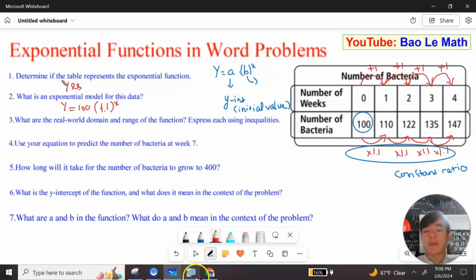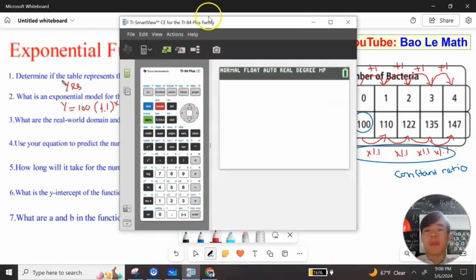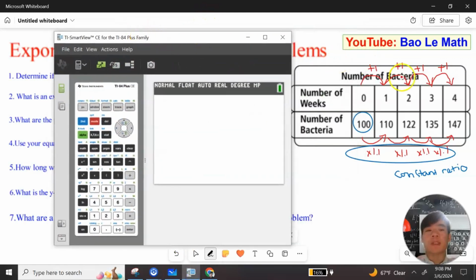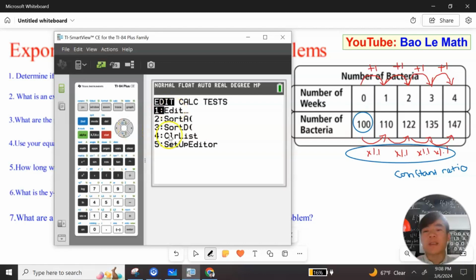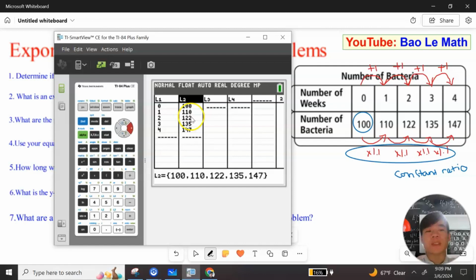Now we're going to bring up the calculator to check to see if we did it right or wrong. We have the table right here. First you need to hit stat, edit. Go to L1 right here. We input the data 0, 1, 2, 3, 4. Then go to L2. It should be 100, 110, 122, 135, and 147. And I got it right here.